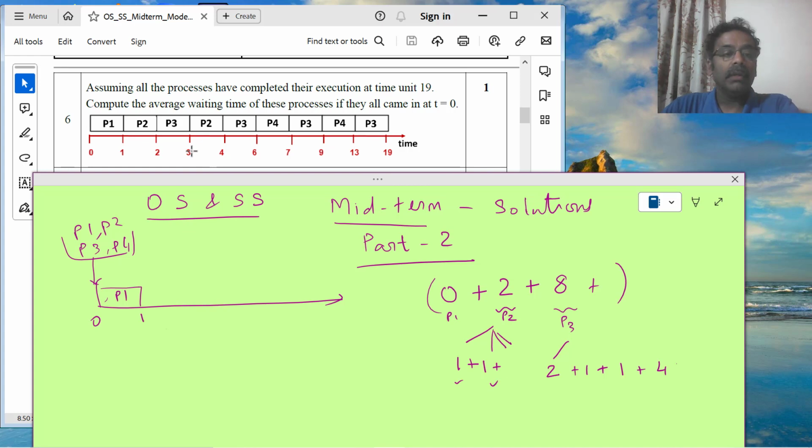Now what about P4? Till this point, till 6, P4 did not get a chance to run at all. So this is for P4. 6 time units it was waiting. Then it ran for 1 unit and then again for 2 units it was waiting. So plus 2, and then P4 ran again. Okay, then it got completed at 13.